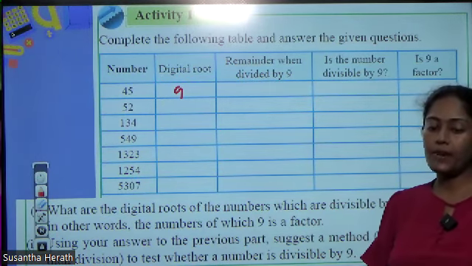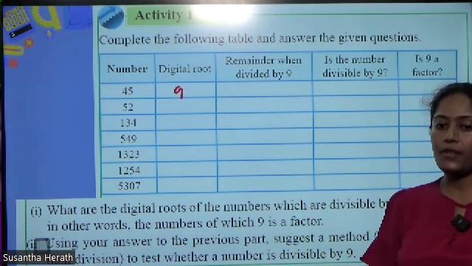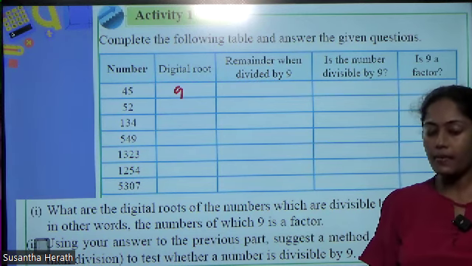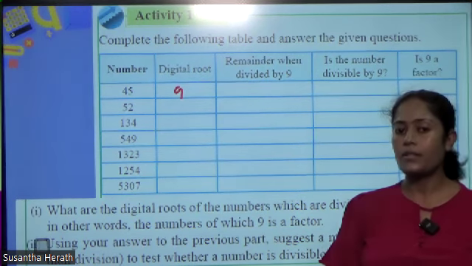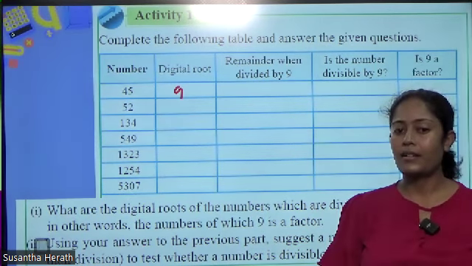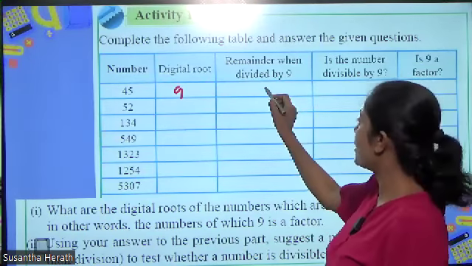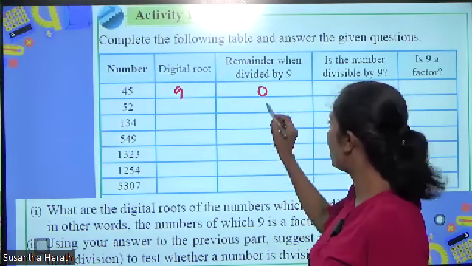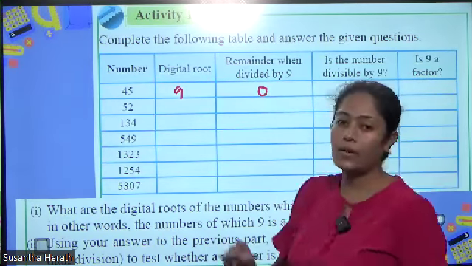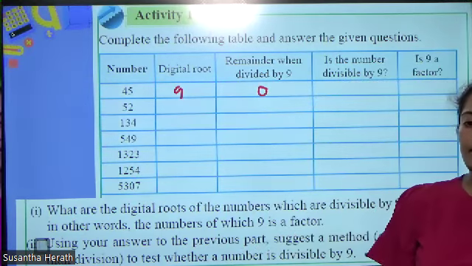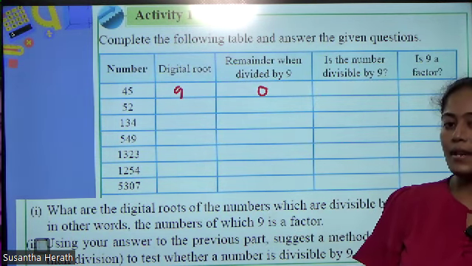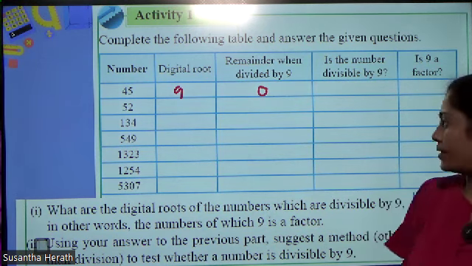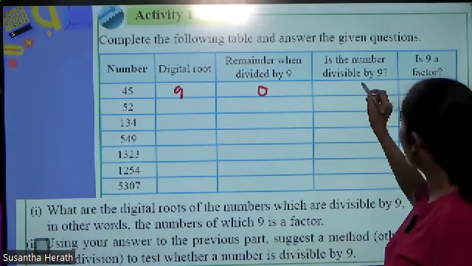Remainder when divided by 9. 45 when you divide by 9, is there a remainder? No, no remainder. Then we can put this one as 0. Okay. Then is the number divisible by 9? Is that divisible by 9? Yes.